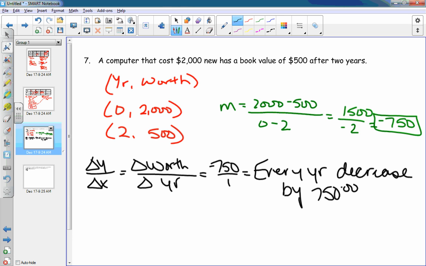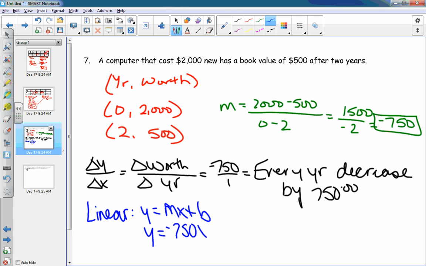Okay, well that's all wonderful. Now what's my equation? Because I still have to find my linear equation. My linear equation is going to be a function y is equal to mx plus b. y stays, m is negative 750, x. What's b? Why is b 2,000? That's your y-intercept. So there's my linear model.